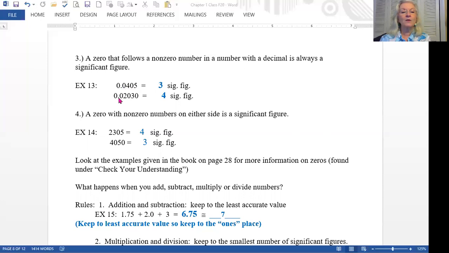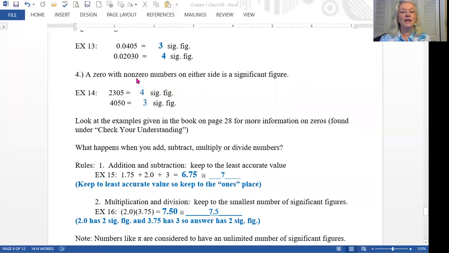Here is a 0, decimal 0. They don't count. Here's the first non-zero, the 2. The 0, it counts because it's followed by a non-zero. And here is another 0. It actually counts because of the placement of the decimal. So any 0 that follows a non-zero digit in a number written with a decimal counts. So the 2, the 0, the 3, the 0, they count because of that decimal and the fact that these 2 zeros follow a non-zero number.